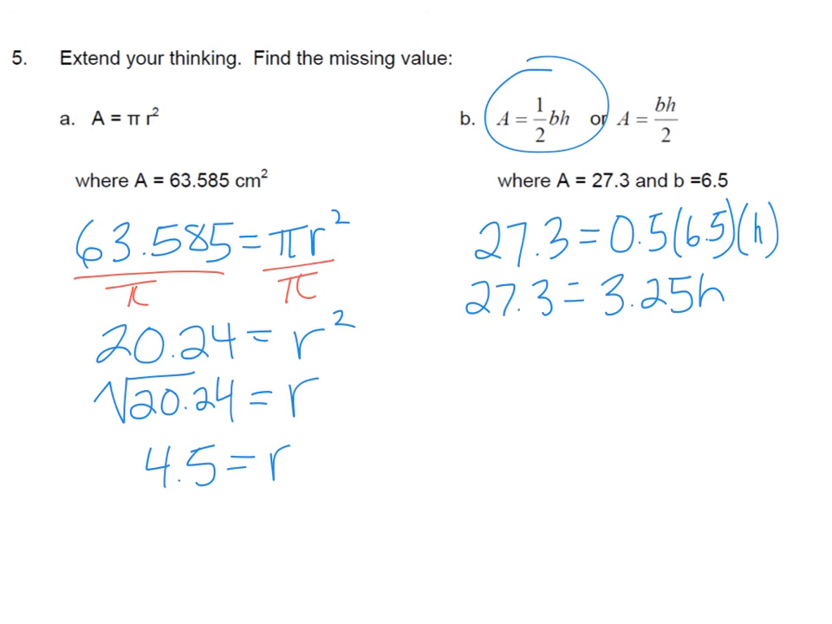And so now I have 3.25 times h, so to isolate h on the right hand side, I'm just going to have to divide both sides by 3.25. Okay, and if I do that, 27.3 divided by 3.25 gives me 8.4. 3.25 divided by 3.25 equals 1, so I can just write over here on this side h, and I'm all done. And that finishes this review. Make sure you study hard for the quiz.